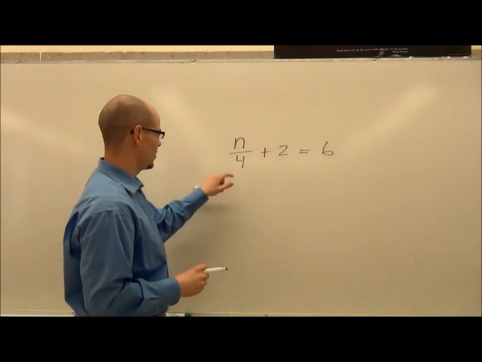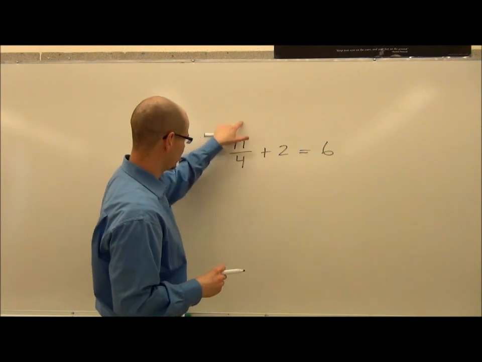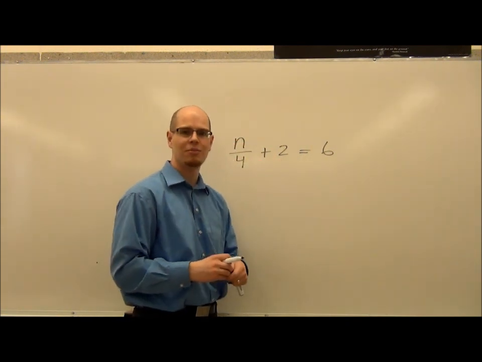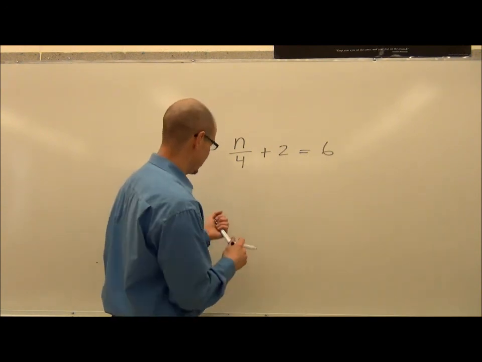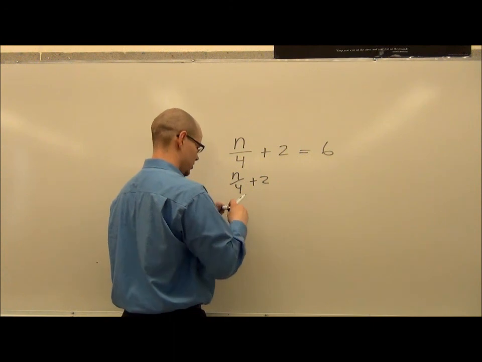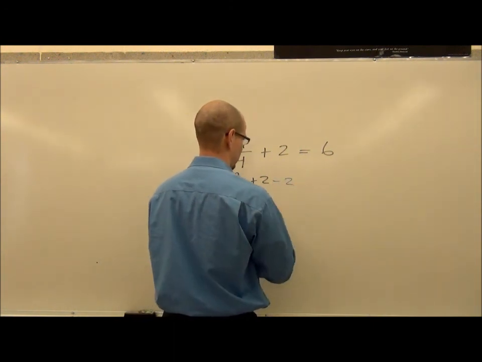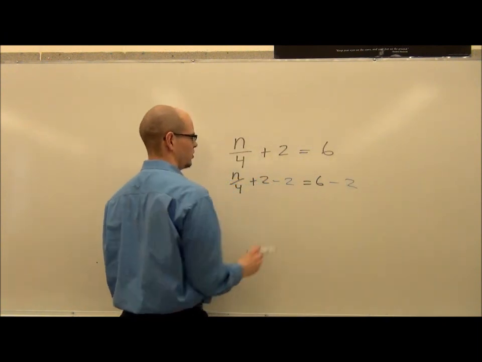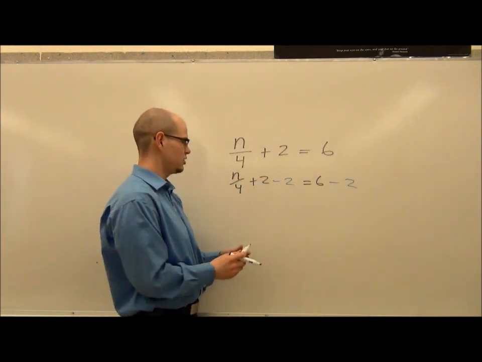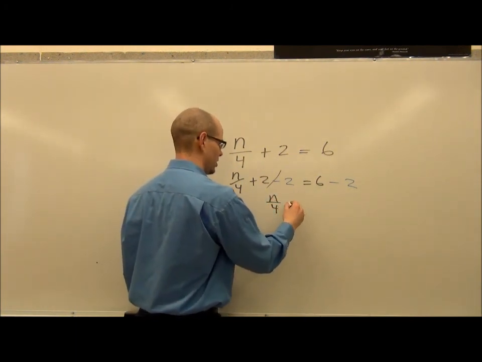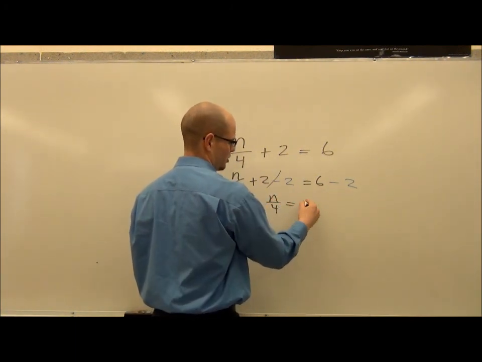Again, we start with the same thing. Let's try and get this thing called a term on its own. Let's get rid of the plus 2. How do you get rid of a plus 2? You subtract 2. So first step, I need to subtract 2 from both sides. Remember, whatever I do to the left, I have to do to the right. A plus 2 and a minus 2 cancel out to just 0. So you get n over 4 is equal to 6 minus 2, which is just 4.